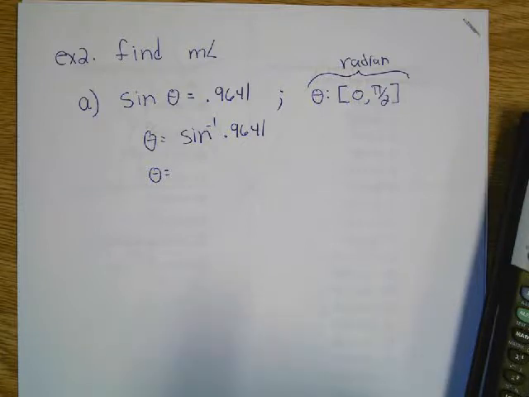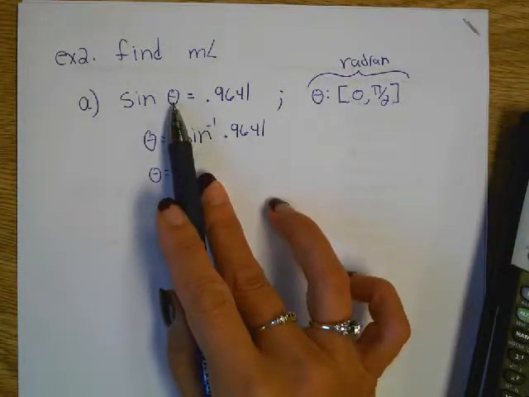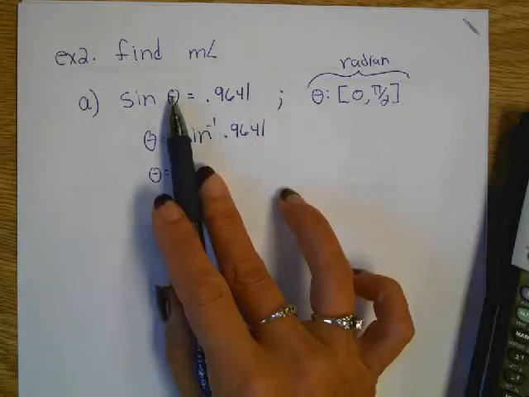Why is it the inverse? That's how we get the calculator to tell us back an angle: the inverse of the ratio. It gives back an angle.